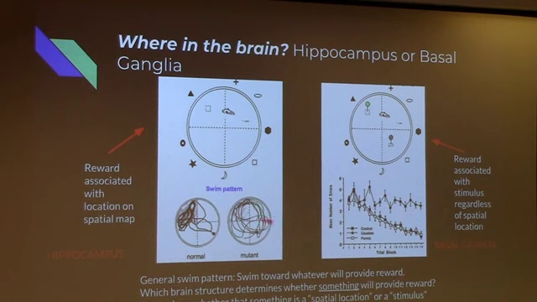And so essentially the idea behind this is just that reward associated with location on a spatial map is encoded in the hippocampus. So in this, I apologize, I made a small mistake. These mutant mice don't lack dopamine. These mutant mice have a lesion in the hippocampus. Yeah, they have a lesion in the hippocampus. That's the reason why they're not able to associate the triangle with reward.